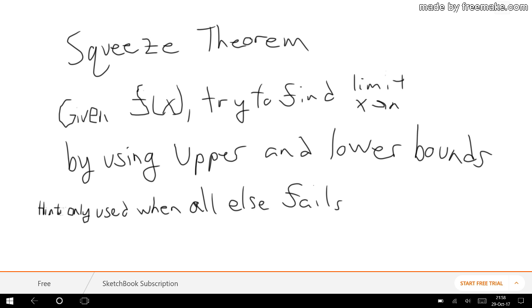I also want to note that technically the squeeze theorem can be used anytime because all you would do is prove that the limit does exist. So technically you can use it whenever you want. However, a lot of times there's a lot simpler ways to get through a problem without having to use it.